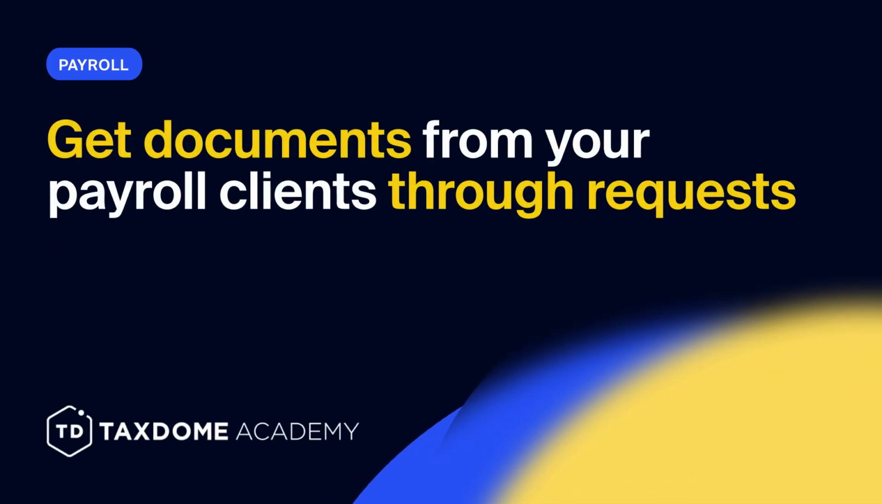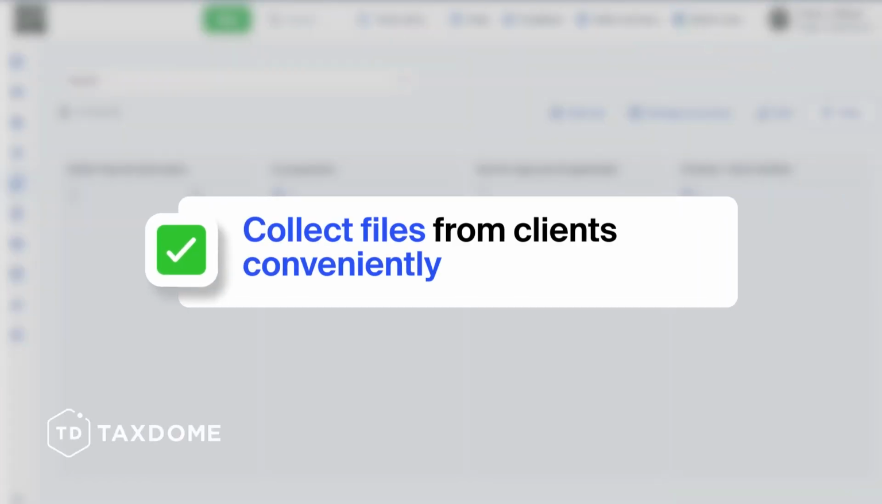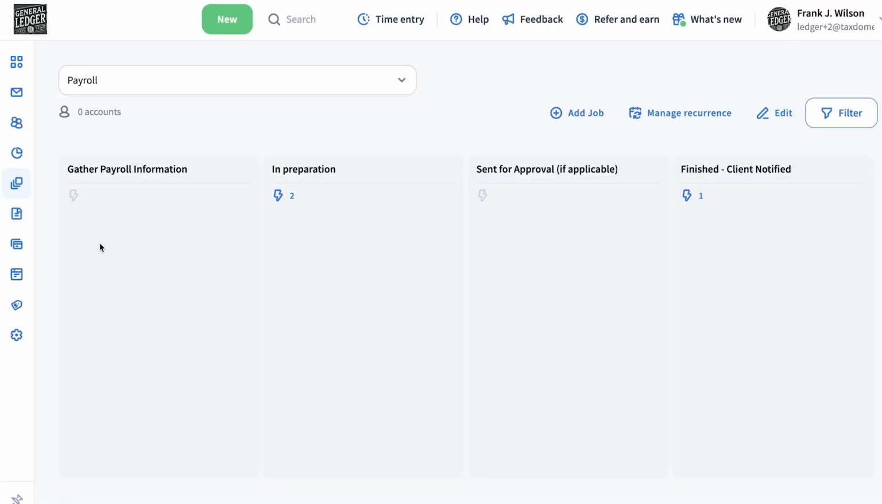Get documents from your payroll clients through requests. Client requests in TaxDome allow you to collect files from clients conveniently whenever you need them. For example, in your payroll pipeline, you want to have an automation in the first stage to send a request to your clients with payroll hours requests.